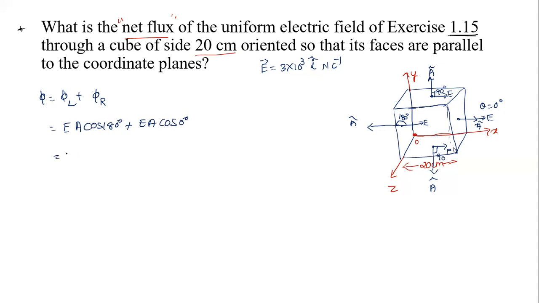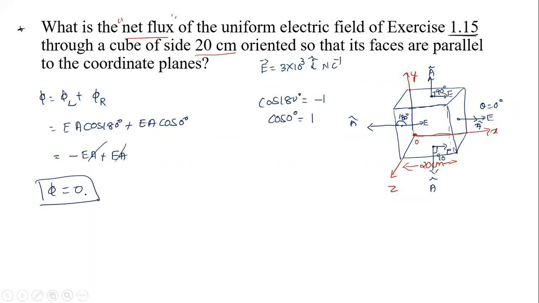So now here E A cos 180 degree, right? What is the value of cos 180 degree, students? What is the value of cos 180 degree? It is -1, right? So cos 180 degree is -1. So it will become minus E times A, plus E times A, because cos of 0 degree we know is 1. So these two will cancel and the total flux is 0. Done, without much calculation.